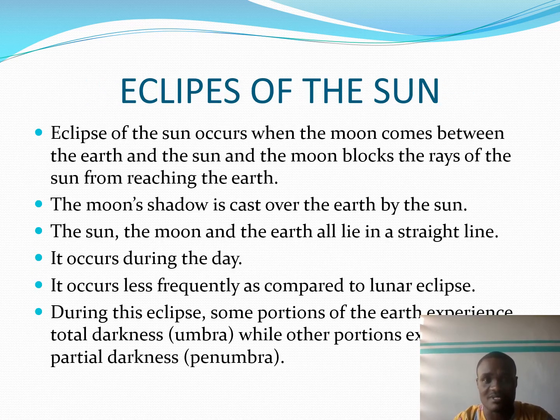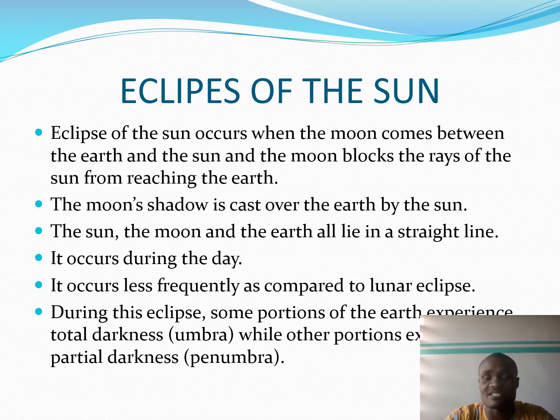Now, eclipse of the sun occurs when the moon comes between the earth and the sun, and the moon blocks the rays of the sun from reaching the earth. What are some of the characteristics that we see? The moon's shadow is cast over the earth by the sun. The sun, the moon and the earth must all lie on the same plane or on the same line for eclipse of the sun to occur.